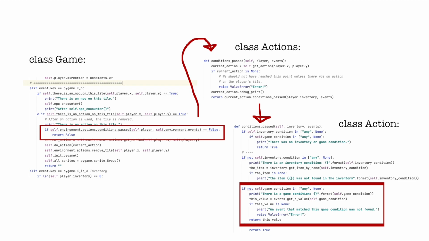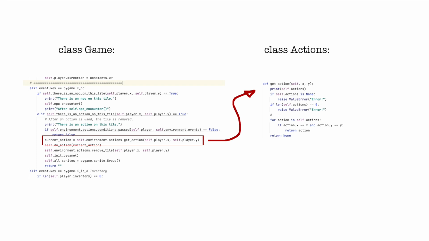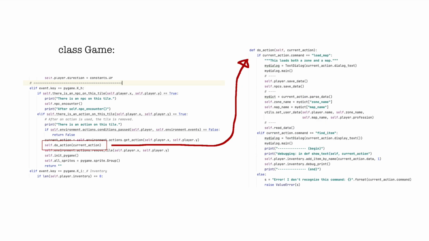Now all we have to do is execute the action. First, we get the action, then we call self-do-action to carry out whatever the command or purpose of the action is. Here is that code. The most straightforward of the commands is load map. We do this all the time.